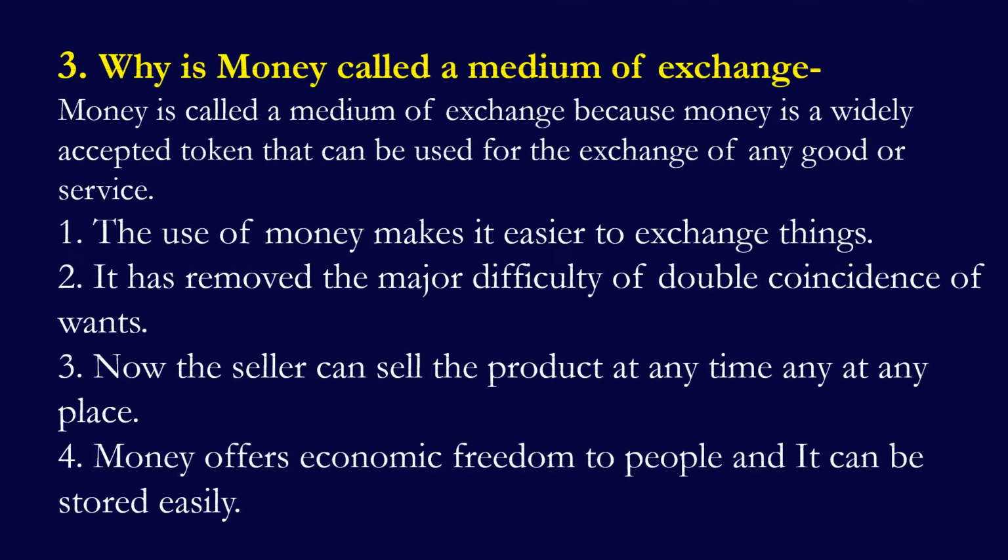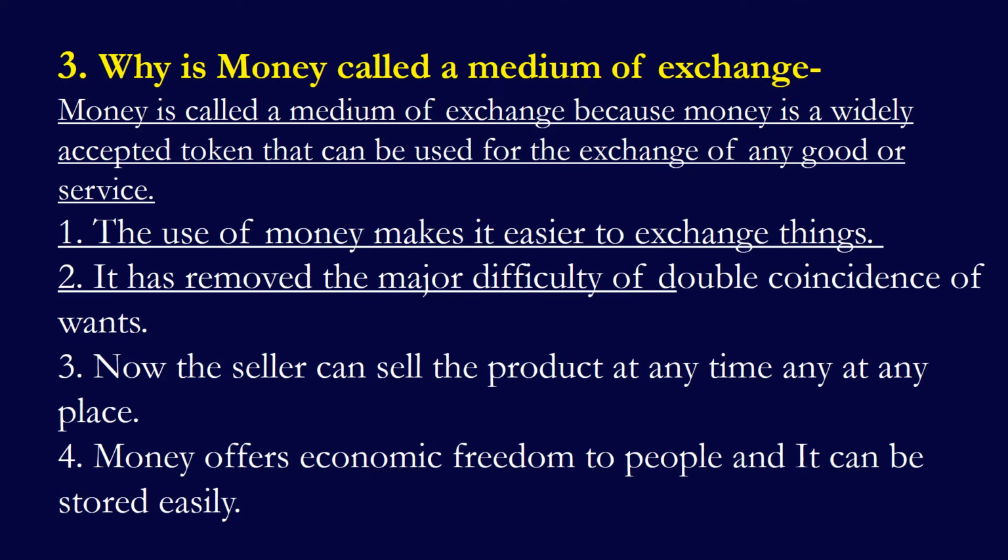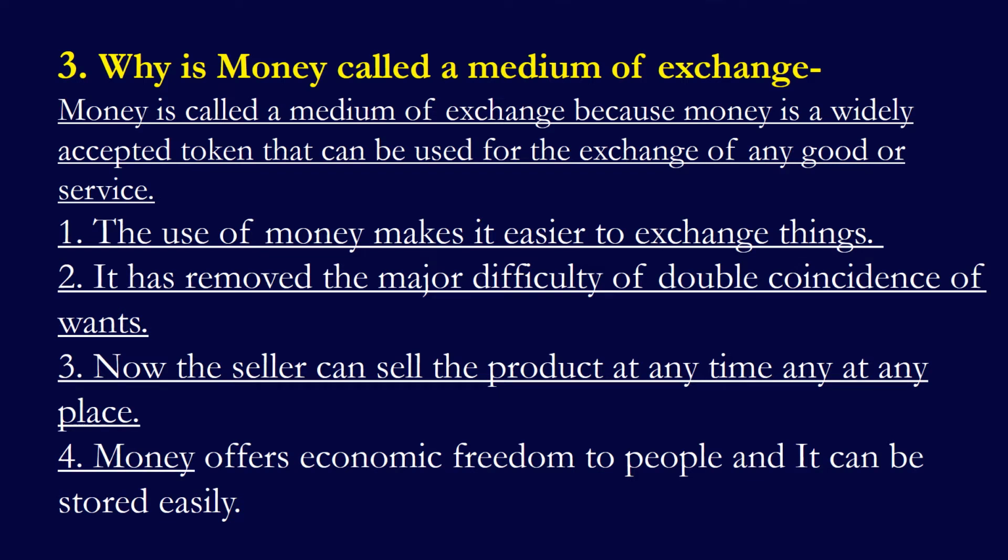Why is money called a medium of exchange? Money is called a medium of exchange because money is a widely accepted token that can be used for the exchange of any good or service. It is widely used because the use of money makes it easier to exchange things. It has removed the major difficulty of double coincidence of wants. Now the seller can sell the product at any time, at any place. Money offers economic freedom to people and it can be stored easily.